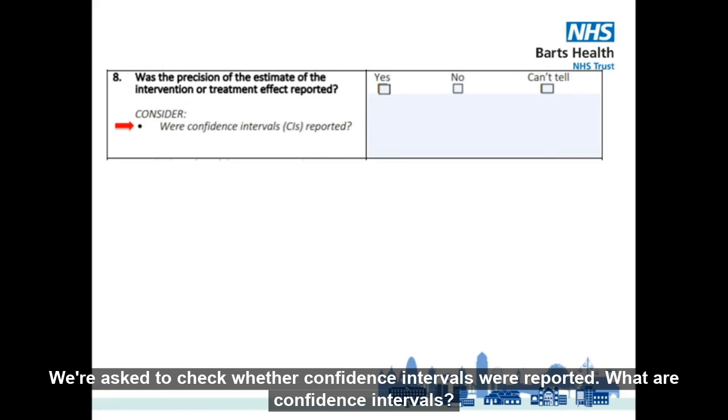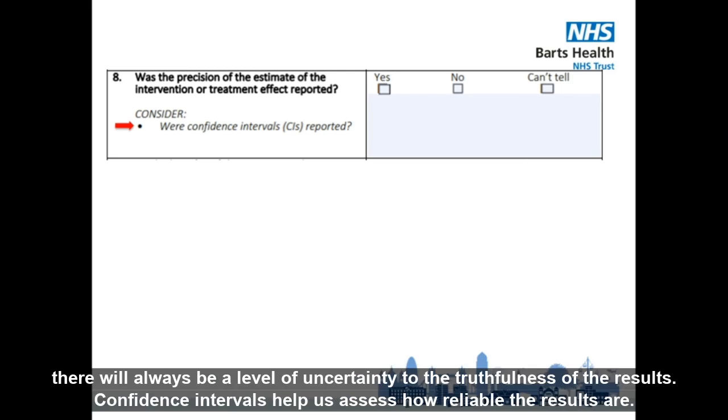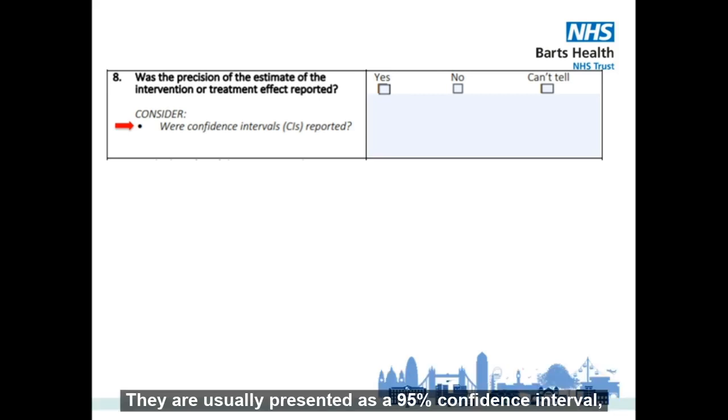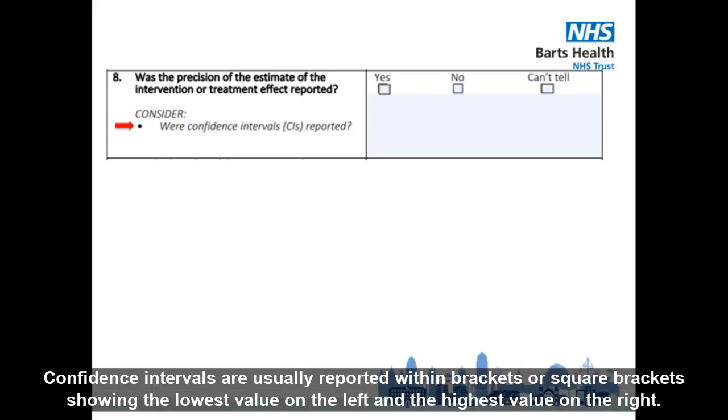What are confidence intervals? Outcome measurements are based on a sample of the population. Therefore, there will always be a level of uncertainty to the truthfulness of the results. Confidence intervals help us assess how reliable the results are. They are usually presented as a 95% confidence interval, which means that we can be 95% sure that the true size of effect lies within that range.